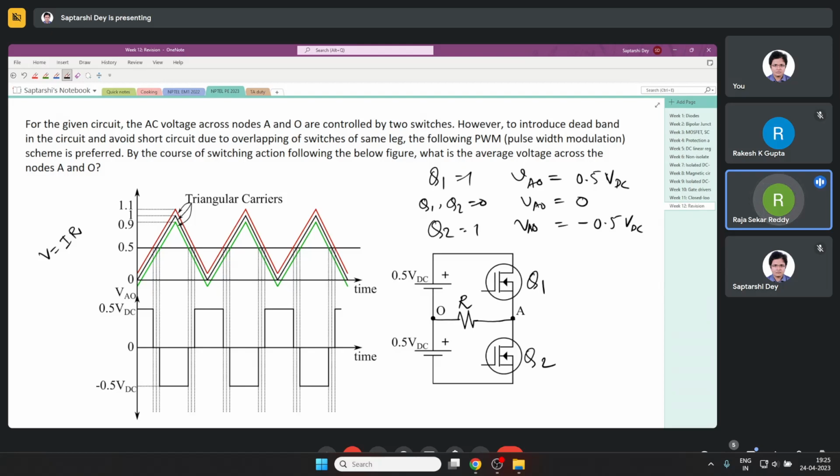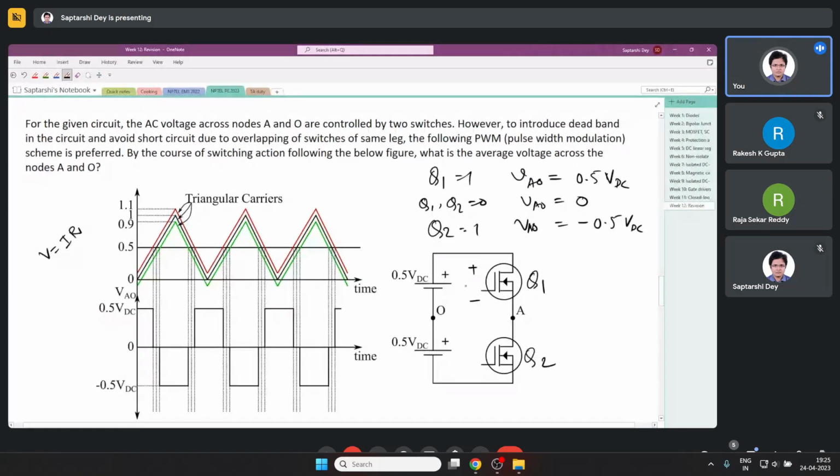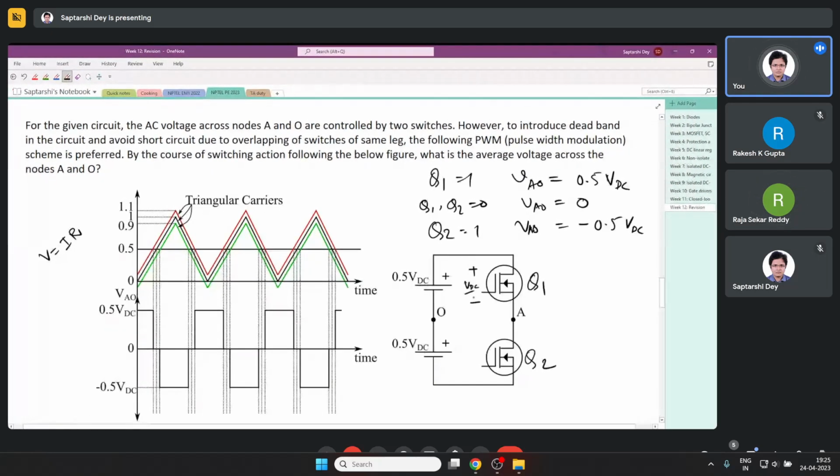Yeah, I think so, sir. Because if we apply KVL at the top loop, it will become 0. I'll tell you why. See, when Q1 and Q2 both are off, that means Q1 and Q2 together are resisting a voltage of VDC, right? And if I consider them as identical switches, then the voltage across Q1 will be half VDC, and the voltage across Q2 will be half VDC.